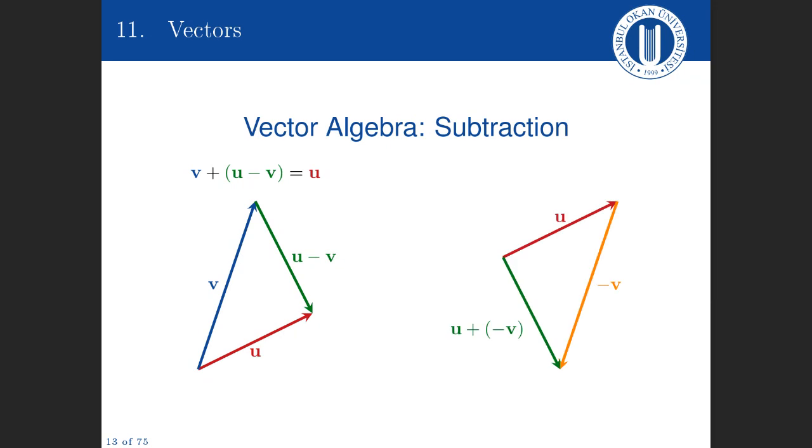Or we can think of them like this. If we know what v is, then we know what minus v is. It has the same length, but it points in the opposite direction. If we draw u and minus v, then we can add them together, u plus minus v.